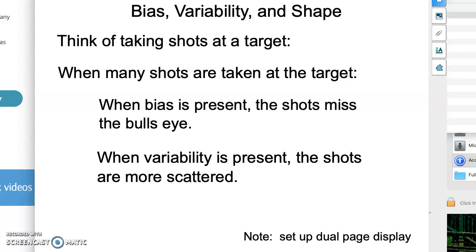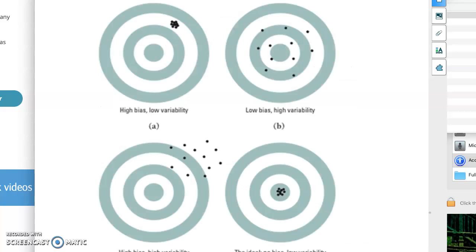Bias, variability, and shape. Think of taking shots at a target, where each sample represents a shot. When bias is present, the samples will miss the bullseye, no matter what size the sample is. When variability is present, the shots are more scattered. In the first case, we have high bias but low variability. Maybe we're taking very large samples, but what we're using to measure is not accurate, so we're consistently off target. That's not good.